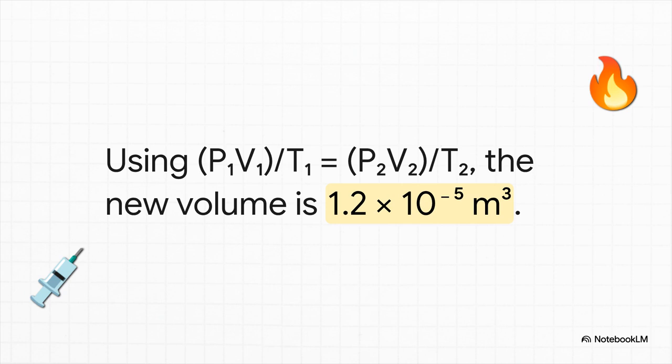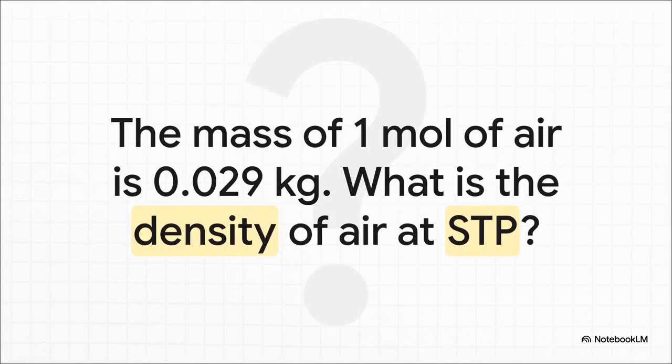We plug in all our initial and final numbers, making sure we use the right Kelvin temperatures, 293 and 673, and we find the new volume is 1.2 times 10 to the minus 5 cubic meters. So even though the temperature went way up, that huge increase in pressure was enough to actually compress the gas into a smaller space. All right, let's try a textbook question.